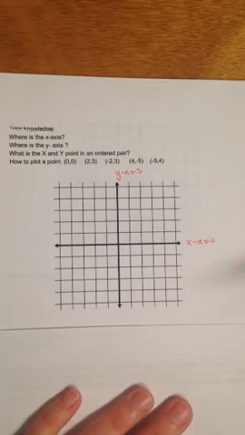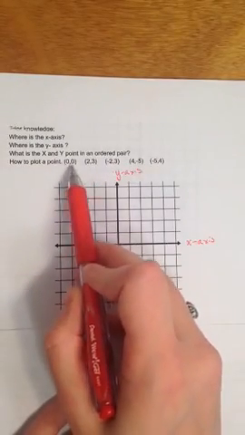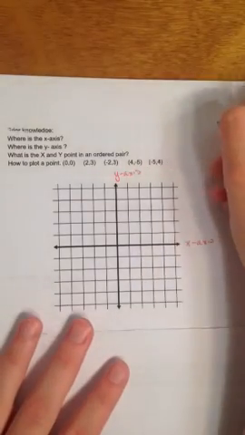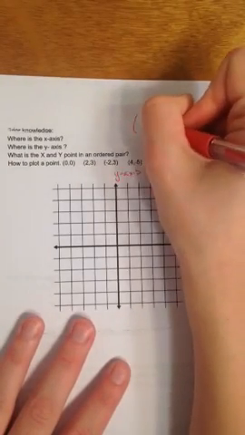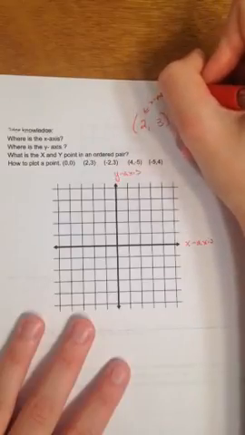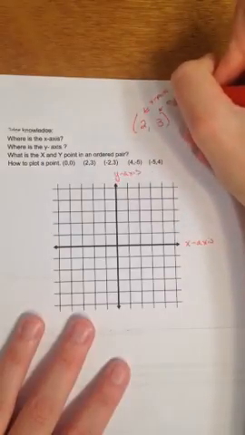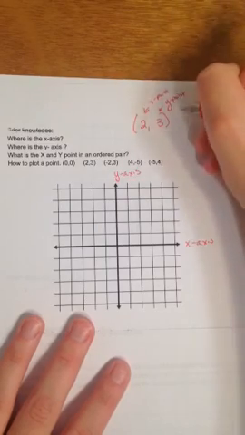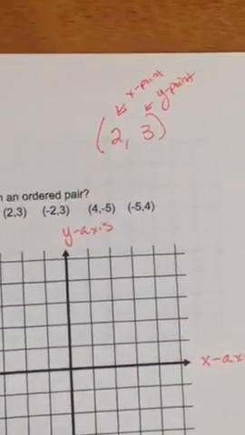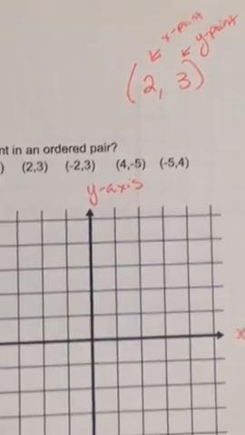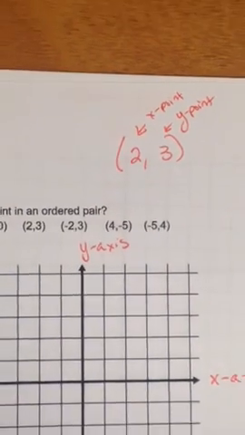What is the x and y point in an ordered pair? These are ordered pairs here. I have one number, comma, another number. So if I look at 2, 3, the first number is the x point, and the second number is the y point. If you can't see that, I'll zoom in a bit. Always that way. So they go in alphabetical order. That's the way to remember it.